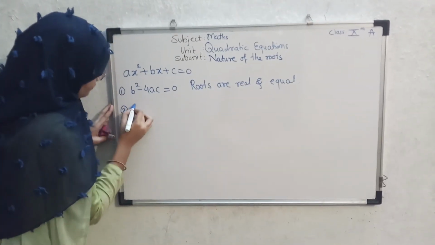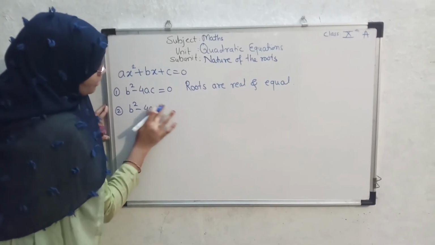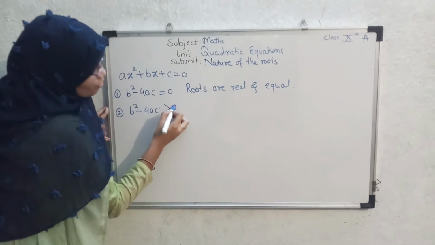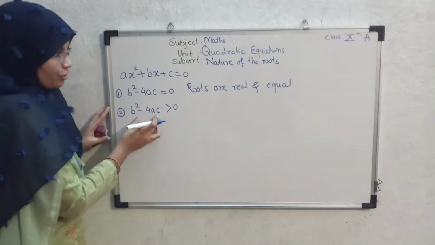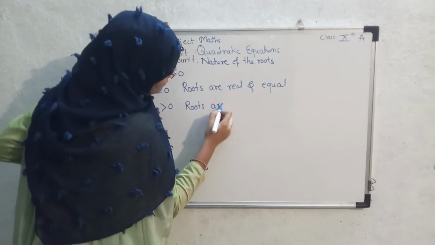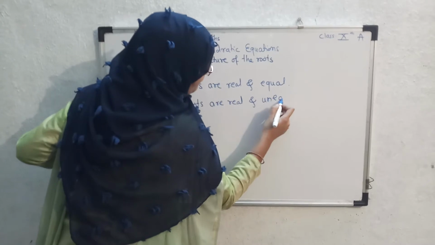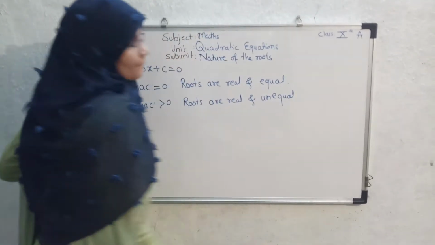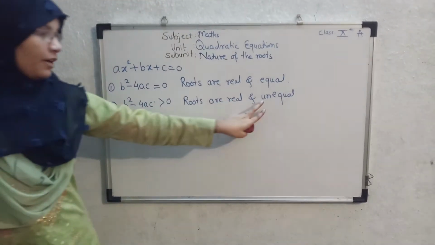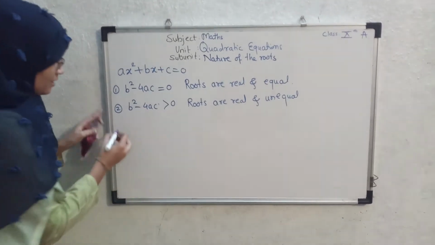Now second, if the value of b square minus 4ac is greater than 0, that means its value is positive, then the roots are real and unequal.